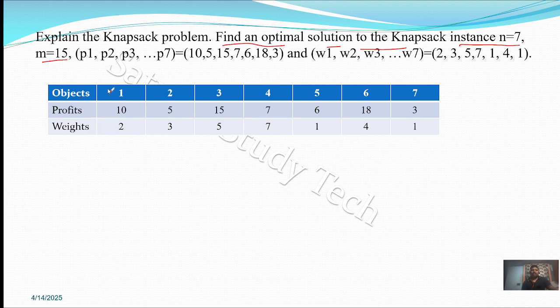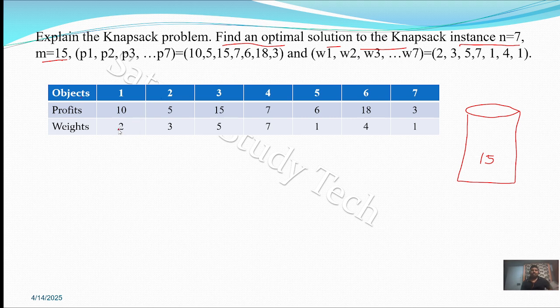Now see the bag capacity. The bag capacity is 15. For example, this is a bag, and the weight can be considered as, for example, cases. So you can consider this as 15 cases. You can store items up to 15 cases, less than or equal to 15. So this is the constraint.